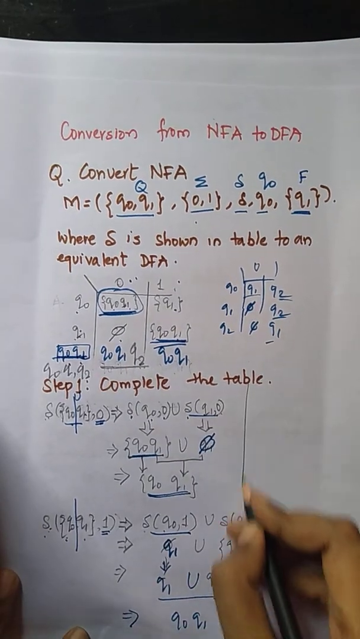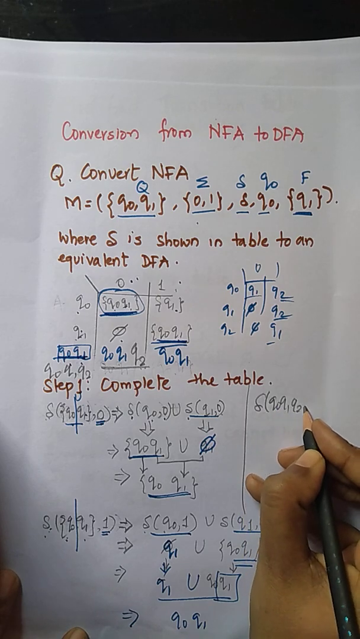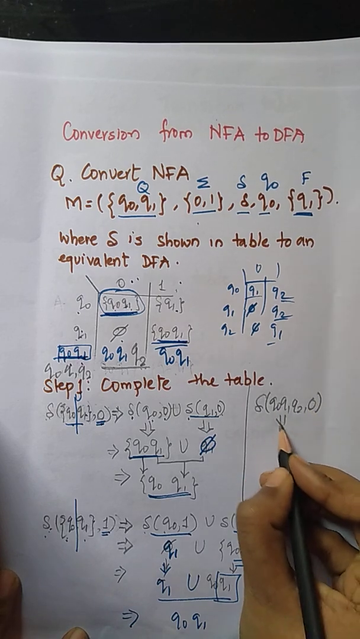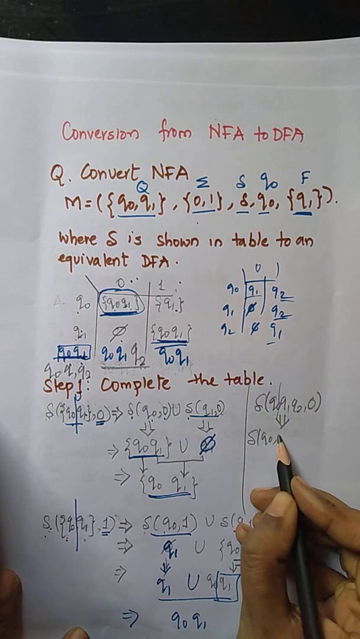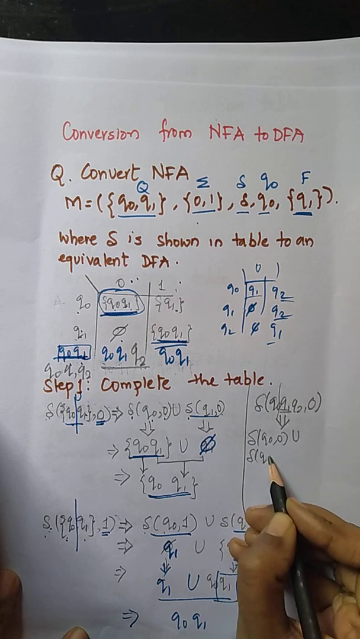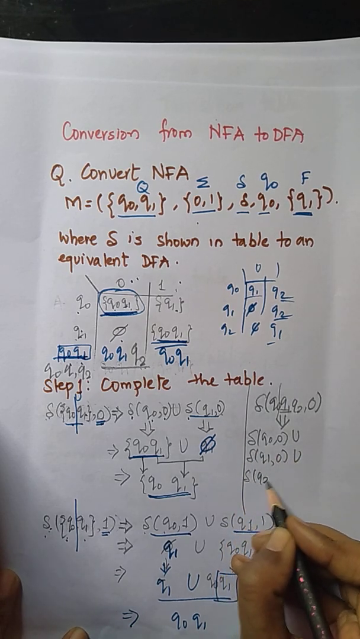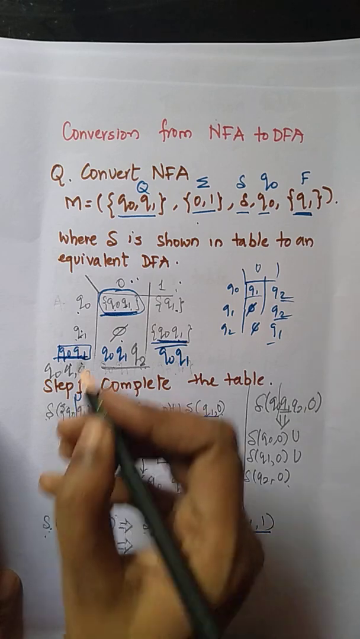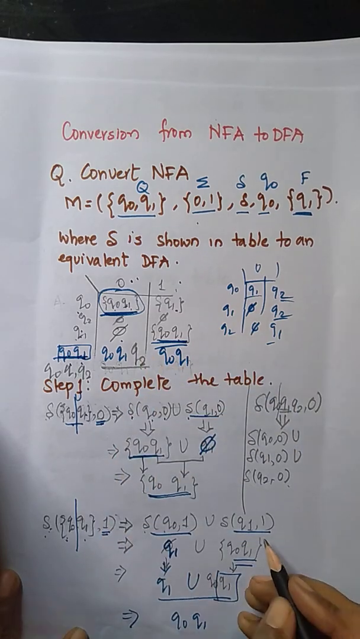And then we have to find the transition of Q0, Q1, Q2 with the input 0. How do we find that? Again, divided: transition of Q0 with input 0, union, transition of Q1 with input 0, and what will be the next one? Transition of Q2 with input 0. Suppose Q2 is given but nothing is there, null. So what are we going to do?